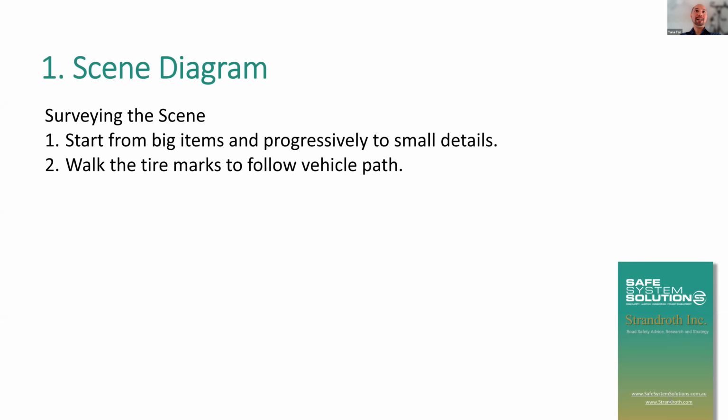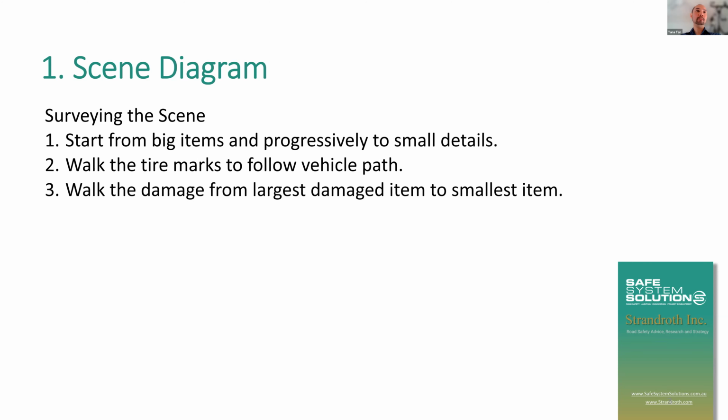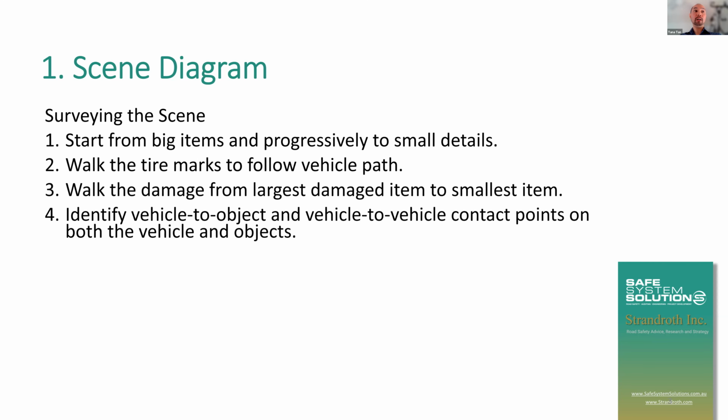You'd also want to walk the tire marks to follow the vehicle path, and I'll explain this through a case study very shortly. You also want to walk the damage from the largest damaged items to the smallest damaged items as well. This is damaged items outside the vehicle, like crash barriers, poles, curbs, and so on and so forth. And by doing this, you also are identifying all vehicle to object and vehicle to vehicle contact points on both the vehicles themselves as well as the objects. And this is how you start piecing together how a crash has occurred.